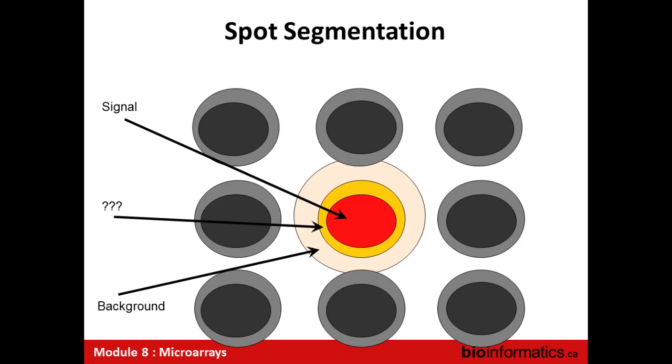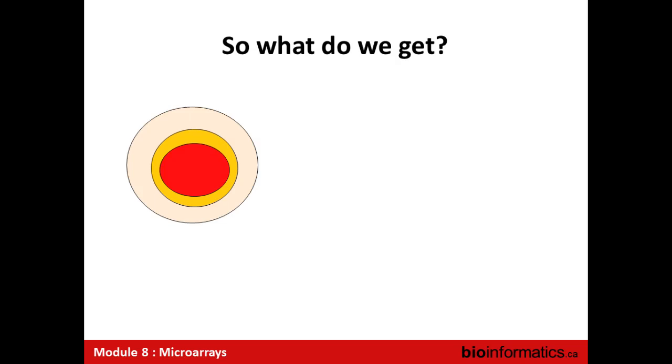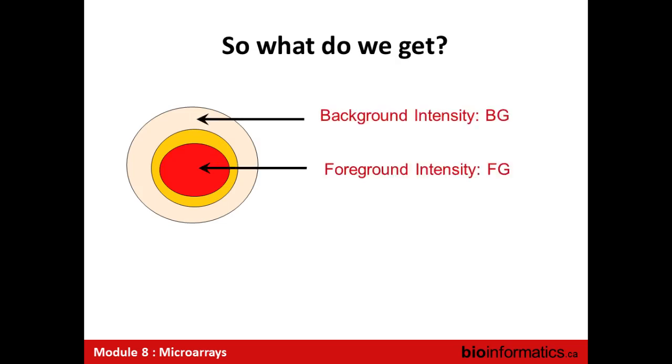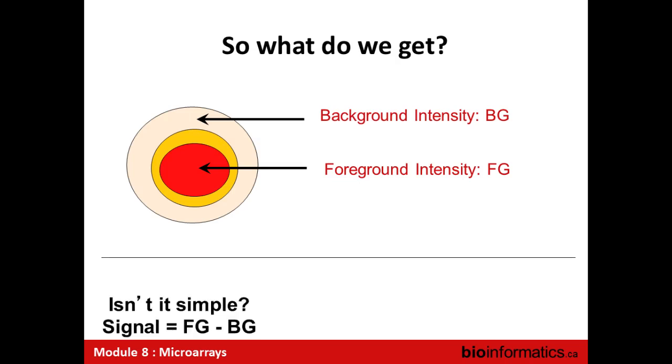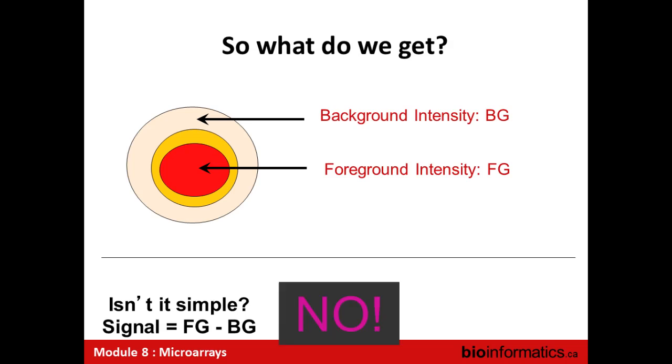And so when you take a look at this, what you really want to do is to take the foreground and remove this background signal, which we think is entirely noise. And so we think that it should be simple. All we do is have the signal as the foreground minus the background. Of course, simple things don't always work, and this fails miserably. It fails miserably for a whole series of reasons.